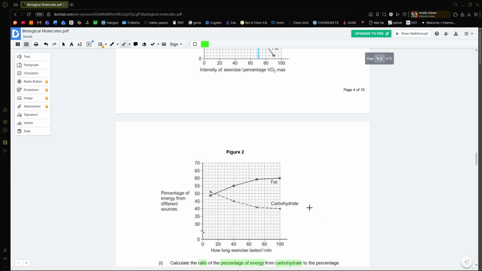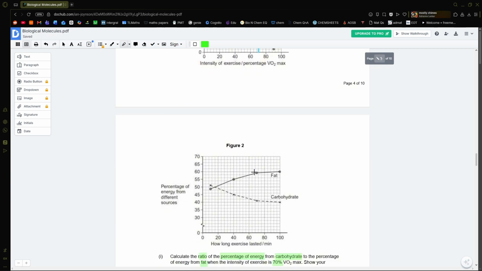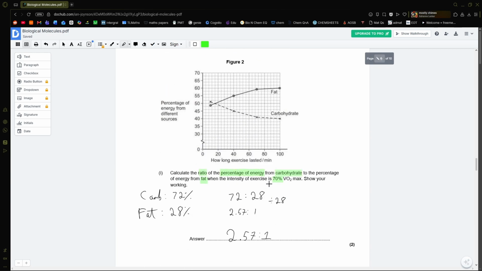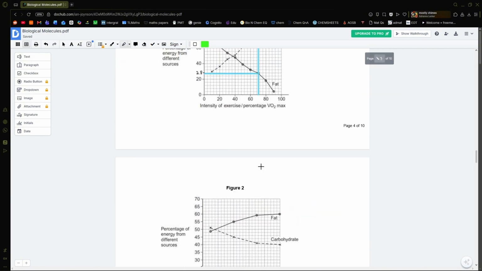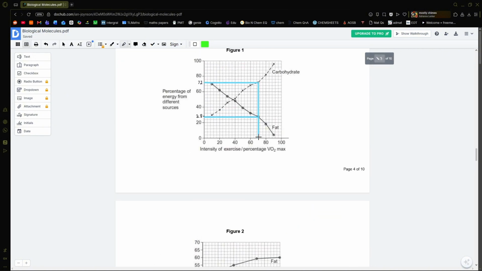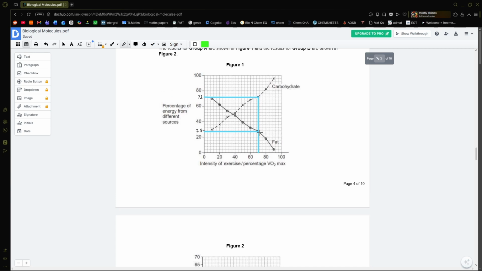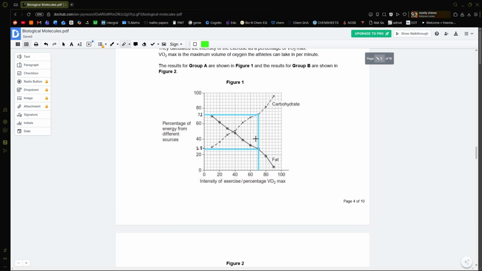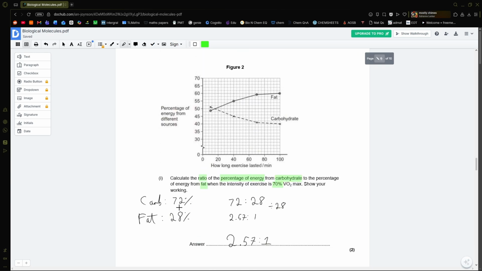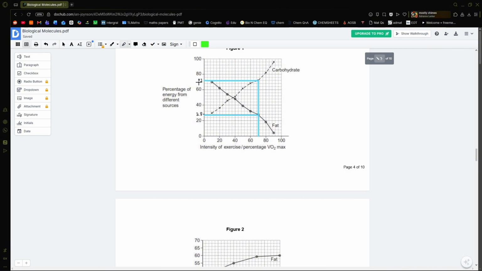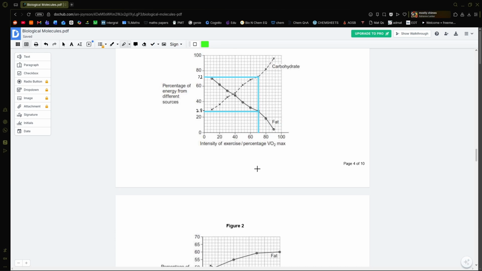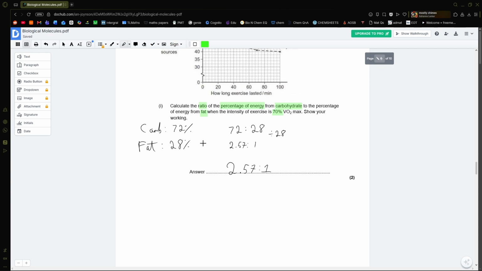So first thing you'll do in this question, you'll go up to this figure because it shows you the intensity of the exercise, and this is the duration, this is the intensity. You go to 70, you draw a line up that goes through carbohydrate and through fat, and then you'll draw a line from that line to here. Here I've worked out 28 and 72. This is all in percentage of energy from different sources. So here you have 72% of carbohydrate at 70% VO2 max, and you have 28% fat. So carbohydrates is 72%, fat is 28%.